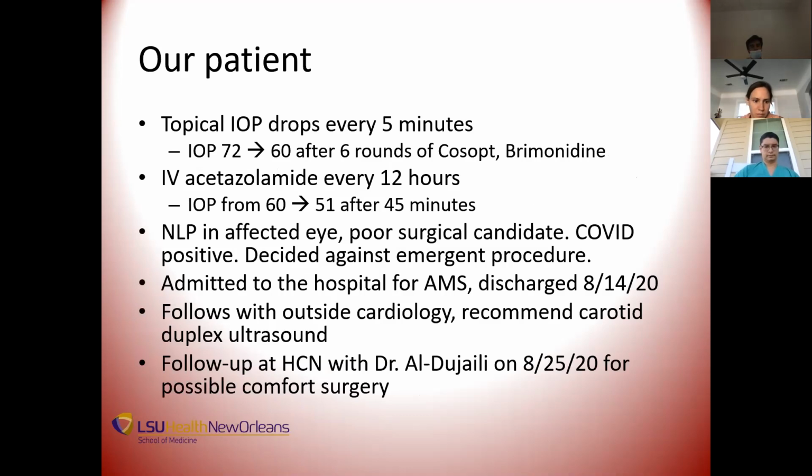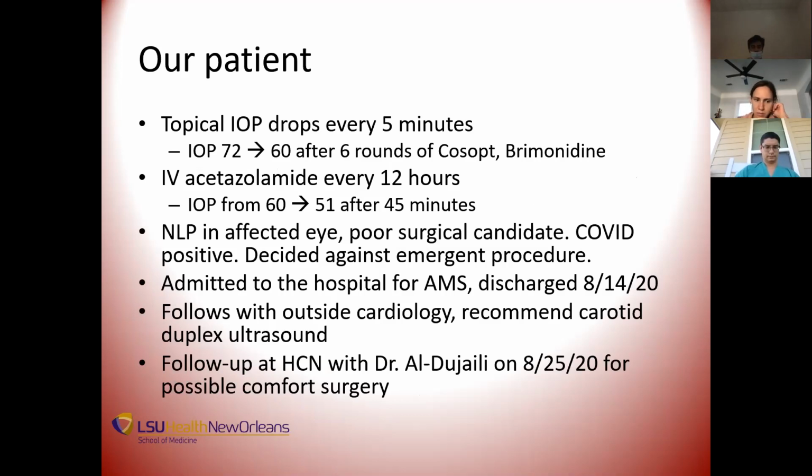Back to our patient. So again, we saw the patient. We gave him topical drops every 5 minutes. His pressure initially was again 72. It dropped to 60 after 6 rounds of post-op and brimonidine. We were able to get IV Diamox on board, and his pressure then dropped from 60 to 51. So his pressures were still relatively high after 45 minutes.